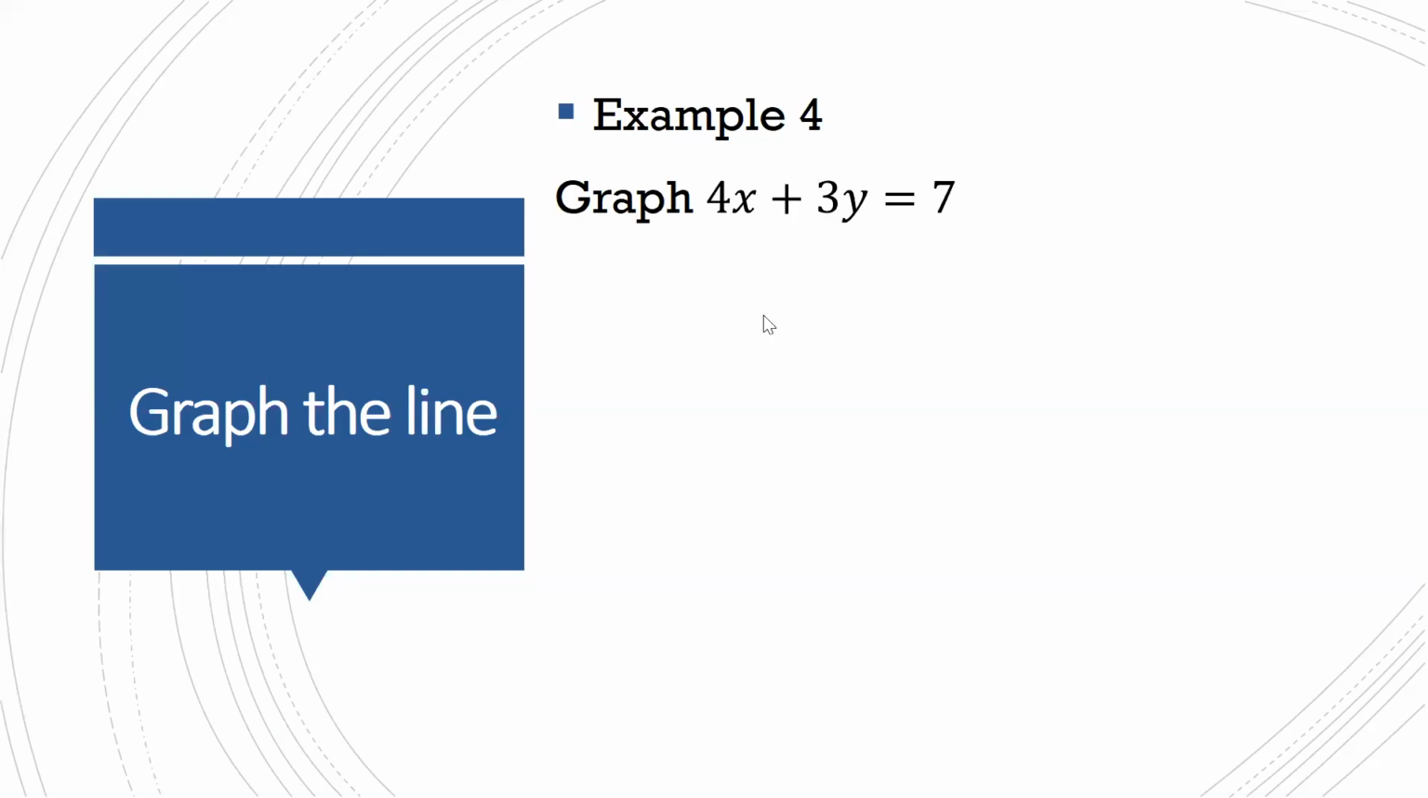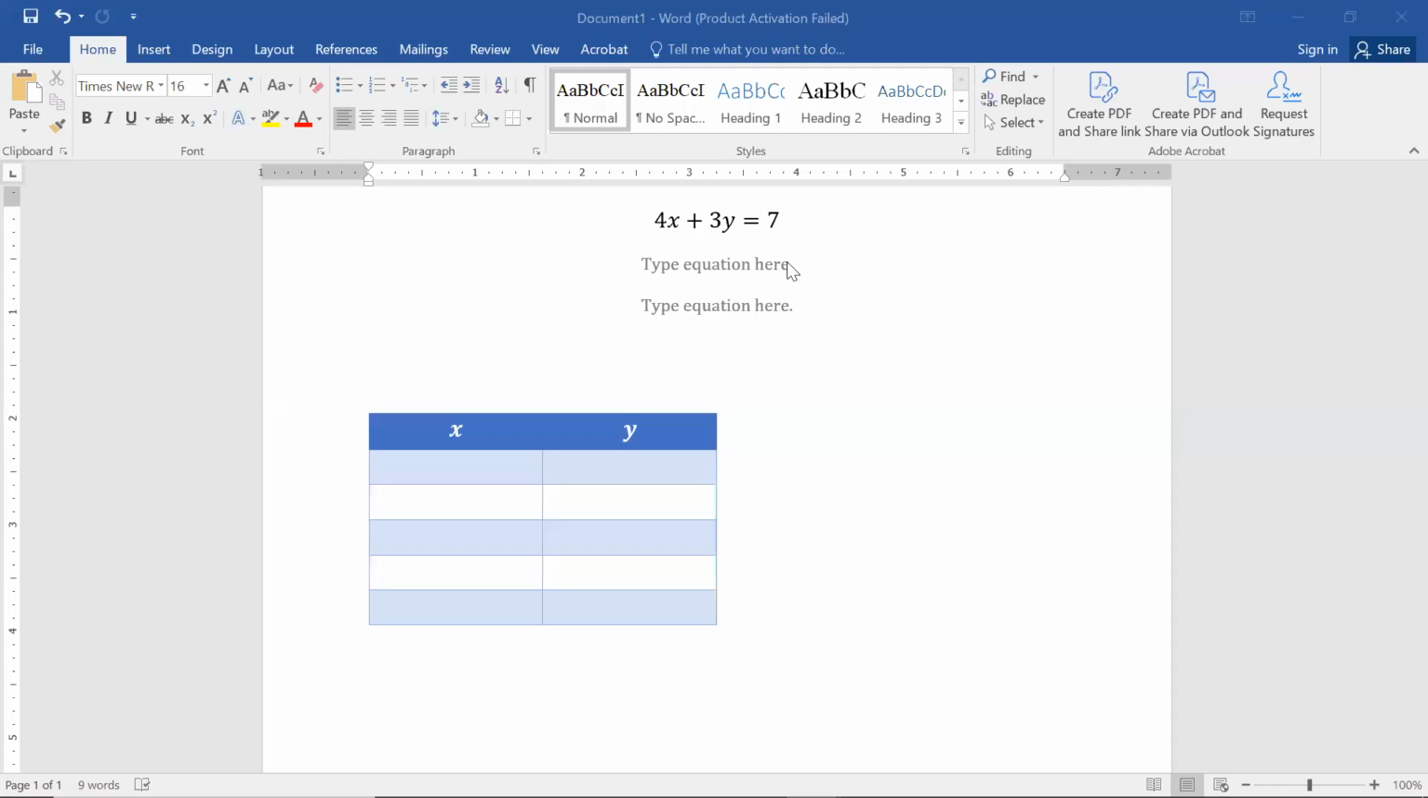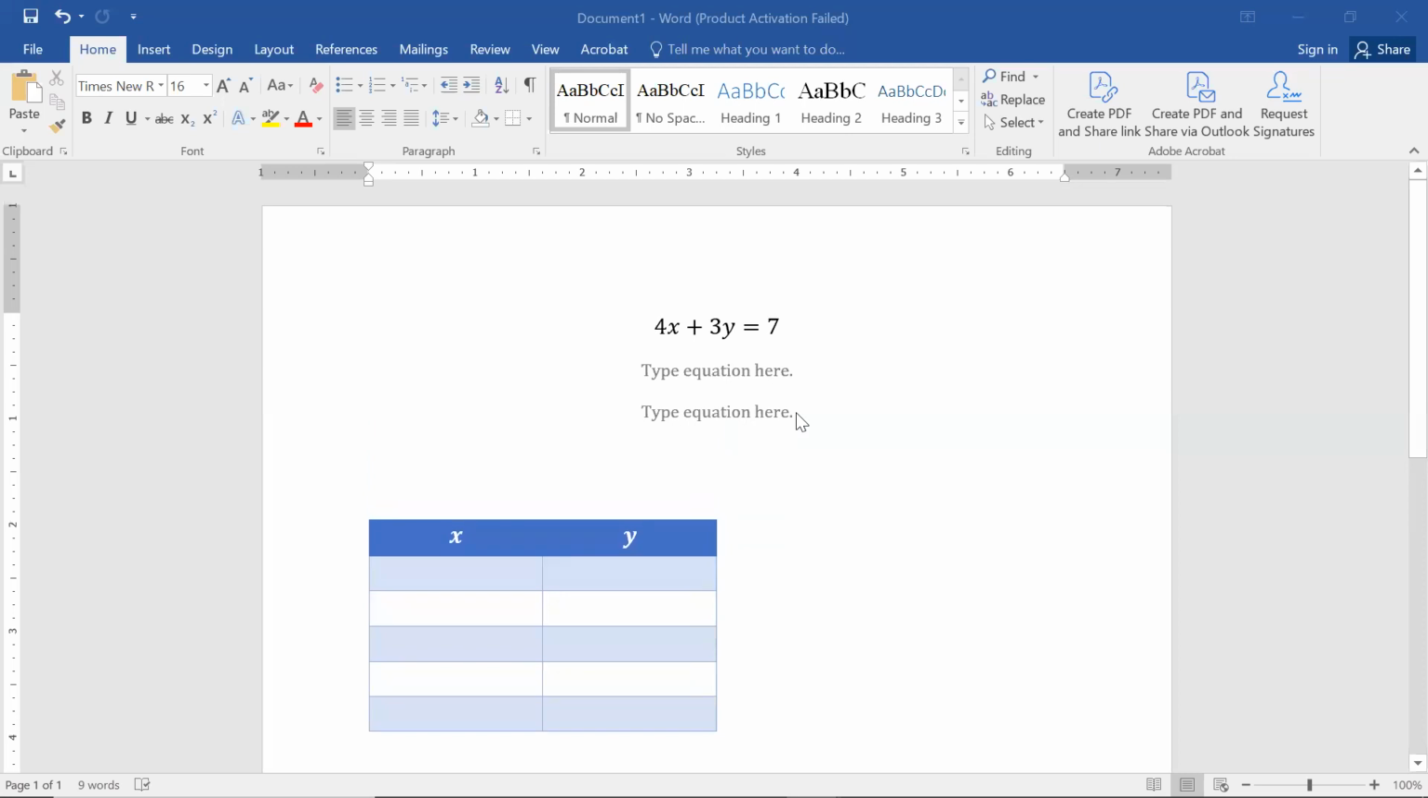Let's look at another example. Here we have example 4. Example 4 asks us to graph the equation 4x plus 3y equals 7. In other words, graph the line 4x plus 3y equals 7. So we'll do that in the same manner that we did our previous equation. So we have 4x plus 3y equals 7.